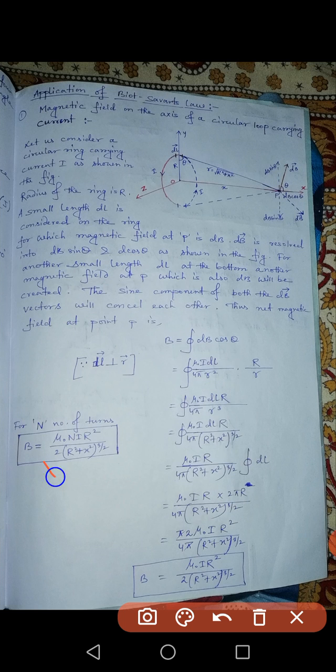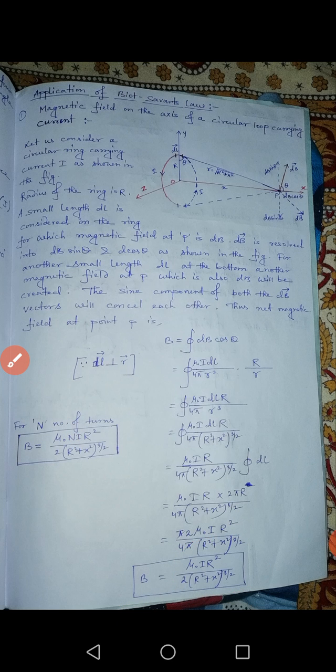Another thing I have written here, for n turns. Here only one turn of the ring is present. If there are many turns, like n number of turns, then the total magnetic field will be multiplied by n. The rest of the things will remain the same. So we can write it like this. Then special cases.